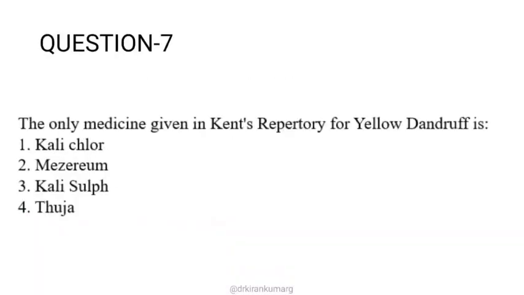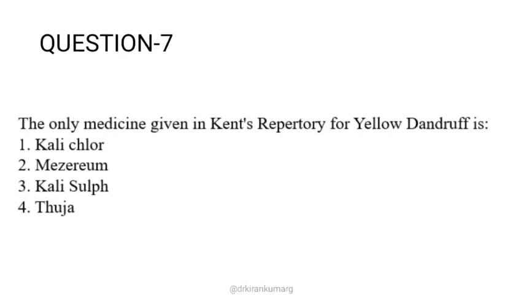Question number 7. At the initial part of this video I have already told that the two areas of interest of the question framers are Kent's repertory rubric hunting as well as single drug rubrics. Here, though they have not asked from the mind chapter, they have asked from the head chapter, where you have yellow dandruff. It's very simple, no need to convert it into any sub rubrics. It's a direct rubric. Under the head chapter you have the rubric yellow dandruff. They are asking what is the single remedy mentioned in this particular rubric.